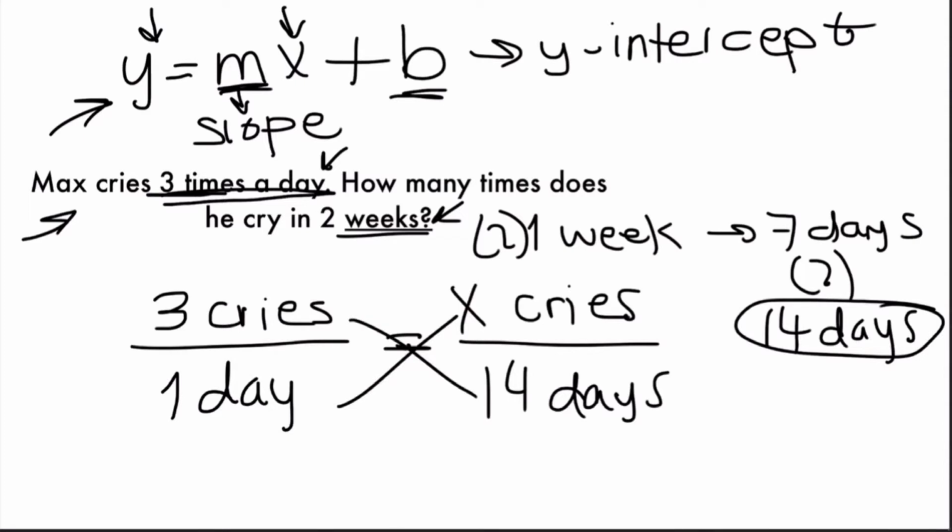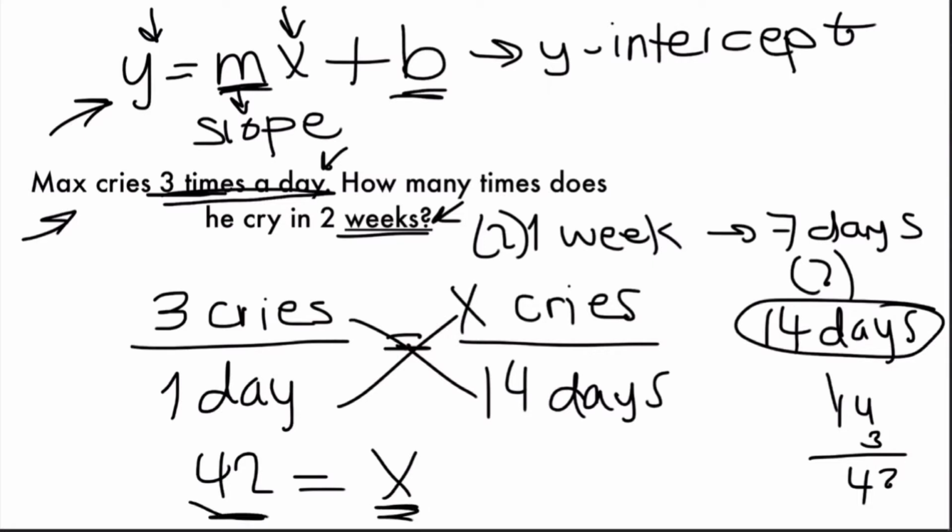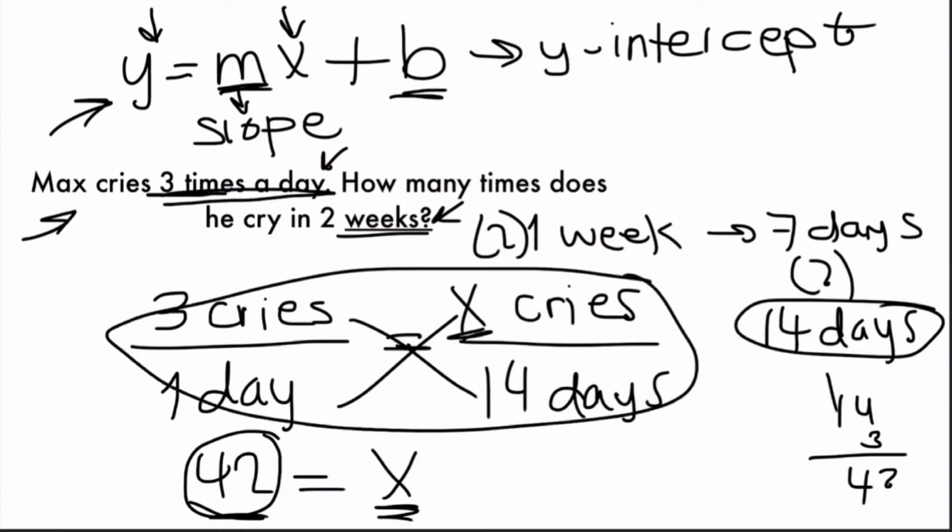So 3 times 14 would be, let me just write that on the side, 42. So 42 cries, and 1 times x, so he cries 42 times in 14 days. If we set up like this to solve for x, we found how many times he cried in 14 days, and that's 42 times. We were able to use the proportionality rule when we make the slopes proportional, because the question isn't asking for the formula as it is, they're just asking for the number of times he cries. There isn't a y-intercept that gets in the way that we don't know about. So this is really quick and easy.